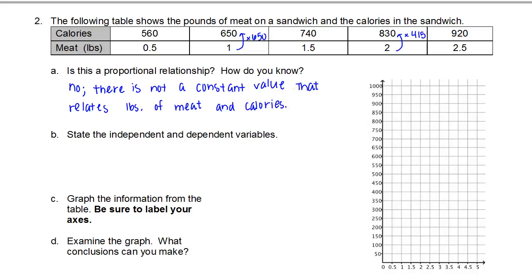State independent and dependent variables. We can still do that. Just like the last one, I think it's pretty clear that the number of calories in your sandwich is going to depend on how many pounds of meat. So we can say that the calories are dependent, and we can say that the pounds of meat are independent.